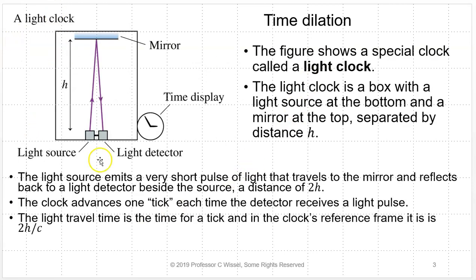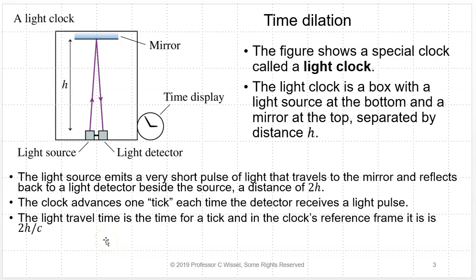Now, the figure here shows a special clock called a light clock. The light clock is a box with a light source at the bottom, a mirror at the top. The light source and the mirror are separated by distance h, and there's also a light detector next to the light source. The light source will emit a very short pulse of light that travels to the mirror and reflects back to a light detector beside the source, and the total distance is 2h. The clock will advance one tick each time the detector receives a light pulse.